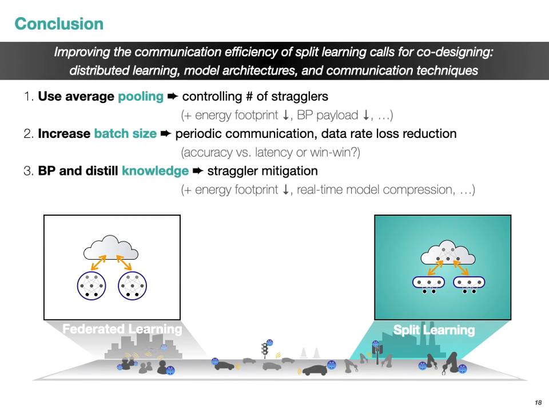Here's the conclusion. To improve the communication efficiency of split learning, we need to co-design split learning model architectures and communication techniques. To mention a few, we can use average pooling, increase the batch size, and propagate global output rather than gradient. I believe that this new direction of research is still in a very early stage, and we need more studies on energy footprints and privacy issues, as well as developing novel analytic tools to prove the convergence and the like. And I hope you enjoy this talk and you can come join us.